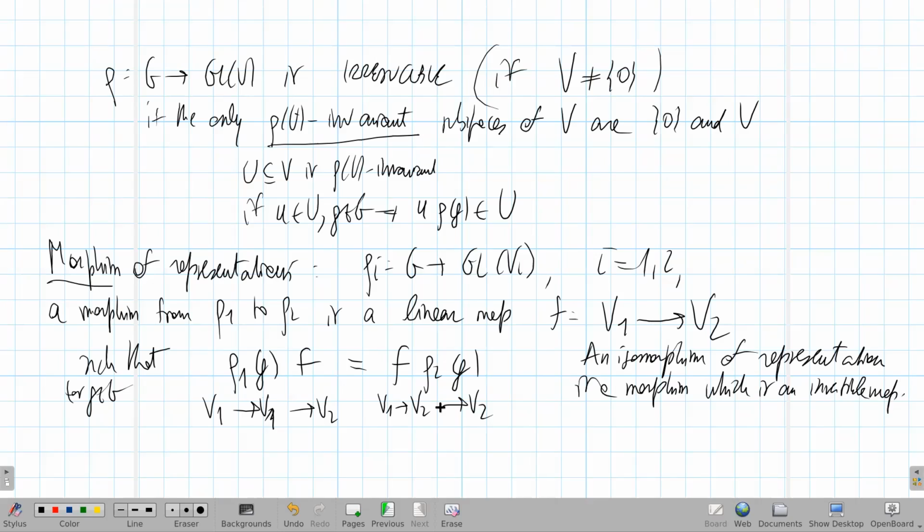Okay, so a morphism, invertible, as usual. And then in this case, you see that you don't really need both rho 1 and rho 2, because rho 2 of G, now if F is invertible, can be written as F inverse rho 1 of G F. In particular, if the two V_i coincide, you see that here we are just doing a change of basis. Recall that a change of basis on a vector space has the effect on linear maps of conjugating with the matrix of a change of base.